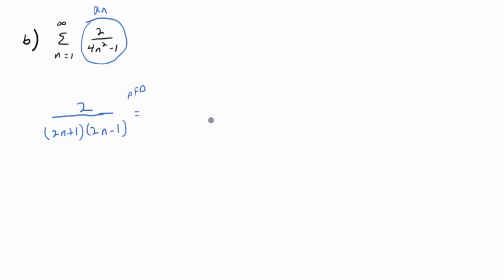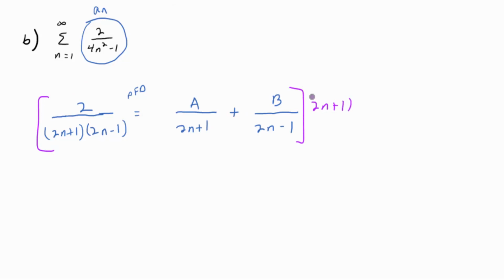So two non-repeated linear factors, how do they break up? A over 2n plus 1, A over one of the factors, and B over 2n minus 1. Let's use that shortcut. But whether you're using the shortcut or not, what do you have to do first? Multiply both sides by the common denominator, right? Yeah, I knew you meant that.